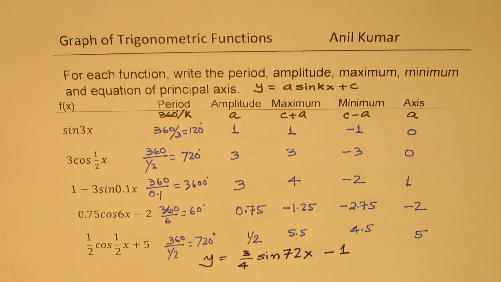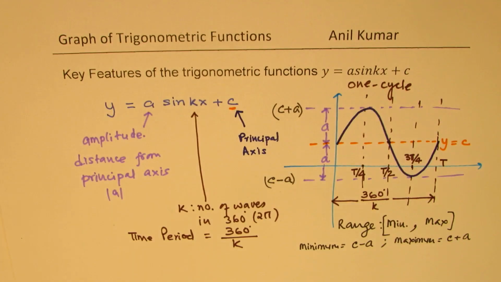But I hope in general you understand how, given a sinusoidal function, we find period, amplitude, maximum, minimum, axis, right? And knowing these values, you could sketch your graph just as we did earlier. Perfect. So this forms the base of all those questions which we are talking about.